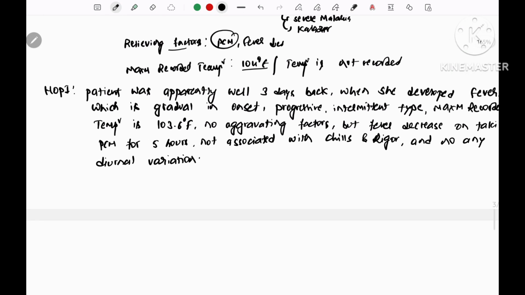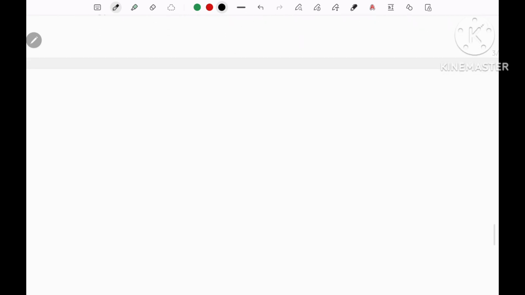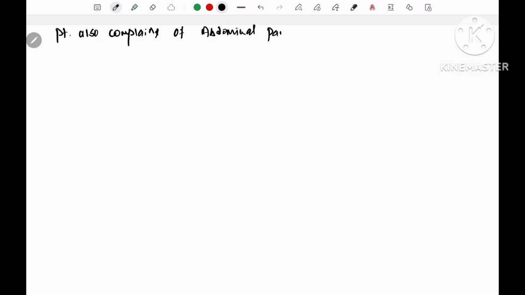Now, if the patient is presenting with abdominal pain, how do we write the history of present illness? It has already started with "the patient was apparently well 3 days back." Now, for the continuation, we have to mention that the patient also complains of abdominal pain. Patient also complained of abdominal pain in which region?